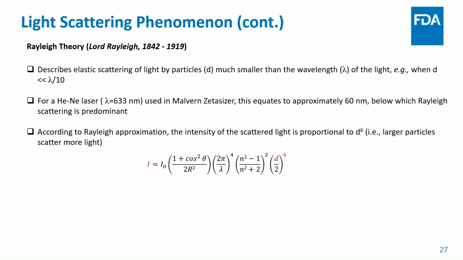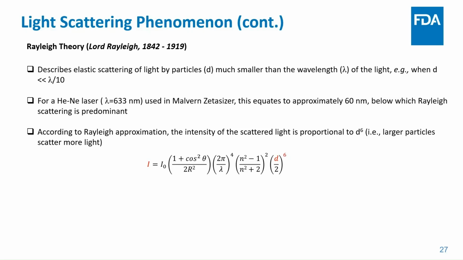And for our measurement, for example, in the Malvern Zetasizer, that means if the particle is below 60 nanometers, we can perfectly assume Rayleigh scattering in all directions. We can get the same scattering intensity. For Rayleigh scattering, there's this formula at the bottom of the screen.